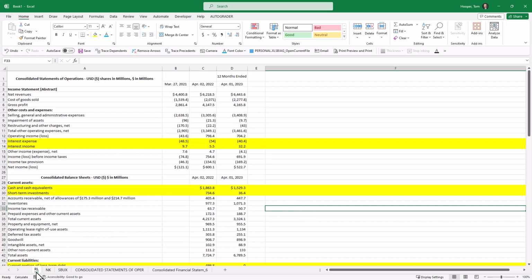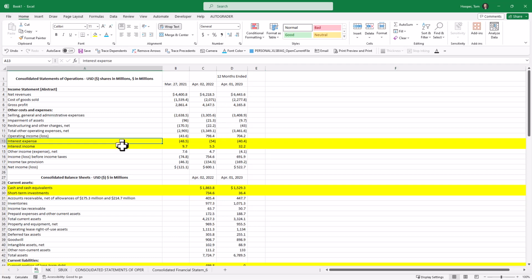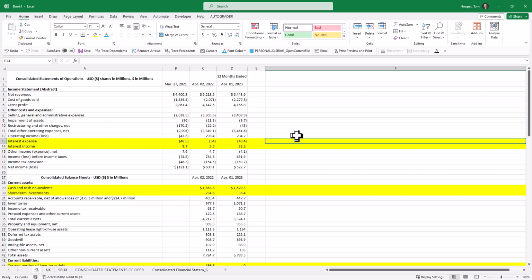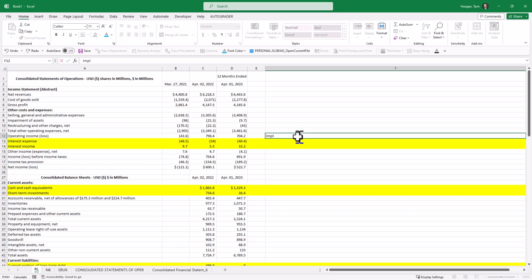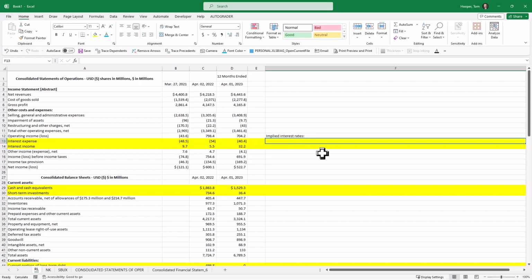This is an example from Ralph Lauren's income statement and balance sheet for the years ending fiscal year 21, 22, and 23. And Ralph Lauren gave us an interest expense and interest income, and they didn't give us a net, which is fine because we don't like nets anyway. So let's see what their implied interest rates were. So their implied interest rate for expense would be the amount of expense they paid divided by the average amount of debt that they had. Now let's see what the average amount of debt that they had here in the denominator is.